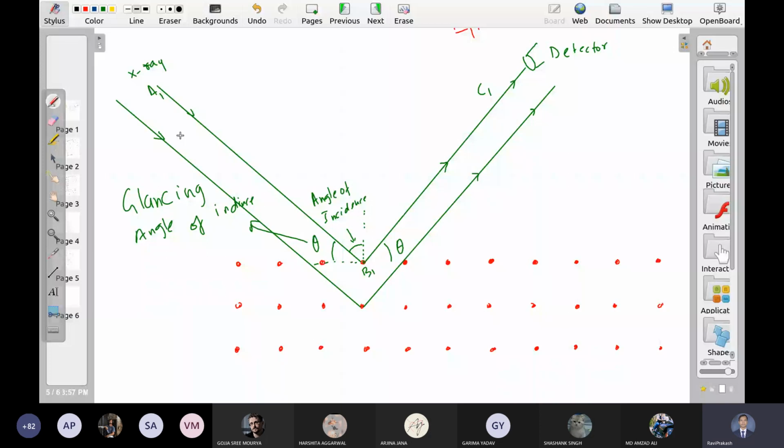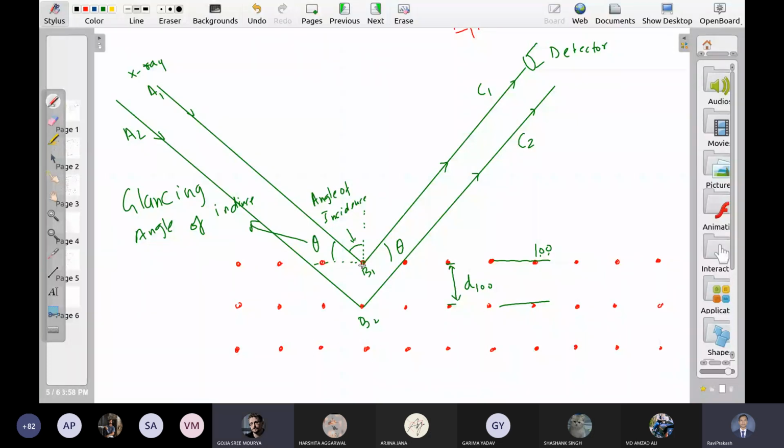How much is the extra path traveled by the other ray? दूसरी ray ने कितना path extra travel किया है? This separation is the interplanar spacing d. Let us say these are 100 planes. यदि ये 100 planes हैं, then this is the interplanar spacing of the 100 plane. So with respect to the 100 plane, how much is the extra distance traveled by the other ray?